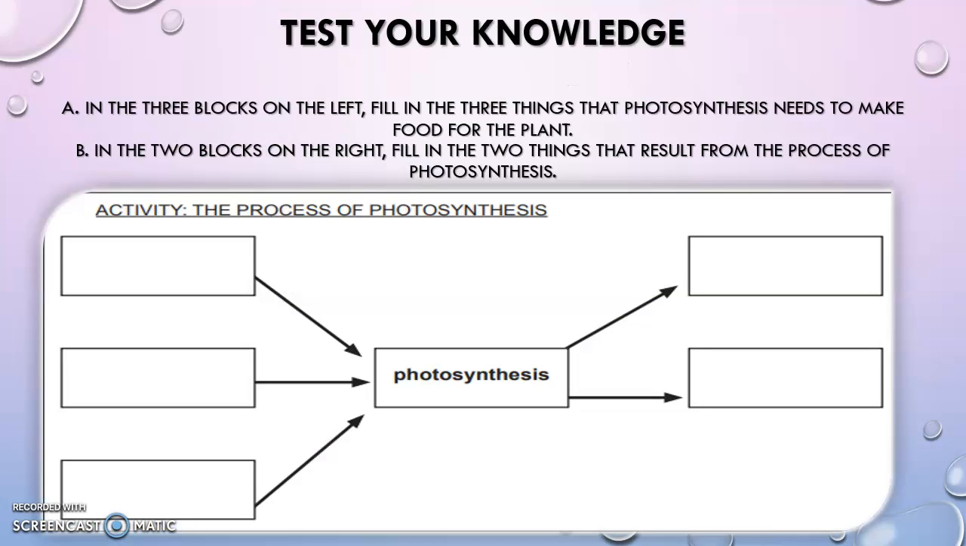Now, to test your knowledge, please use the diagram below to answer the following questions. A. In the 3 blocks on your left-hand side, fill in the 3 things that photosynthesis needs to make food for the plant. B. In the 2 blocks on the right, fill in 2 things that result from the process of photosynthesis.